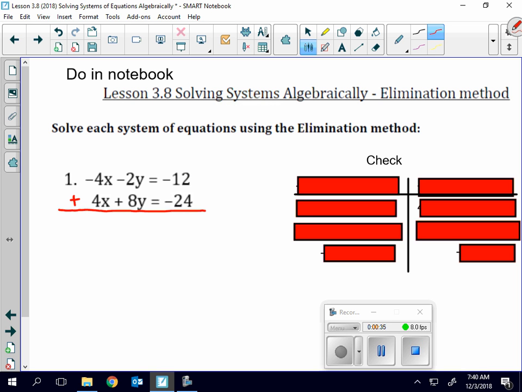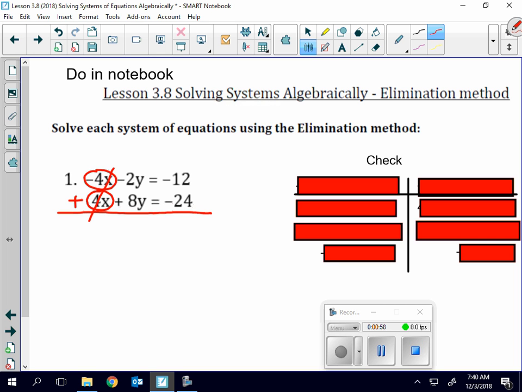Notice how the x's are lined up together. The x's are lined up, the y's are lined up, and the constants are lined up. So it makes it really nice. Okay, so I'm going to add these up, and look how my x's are going to cancel out. When you have a negative 4x and a positive 4x, that just equals 0. So those get canceled out.